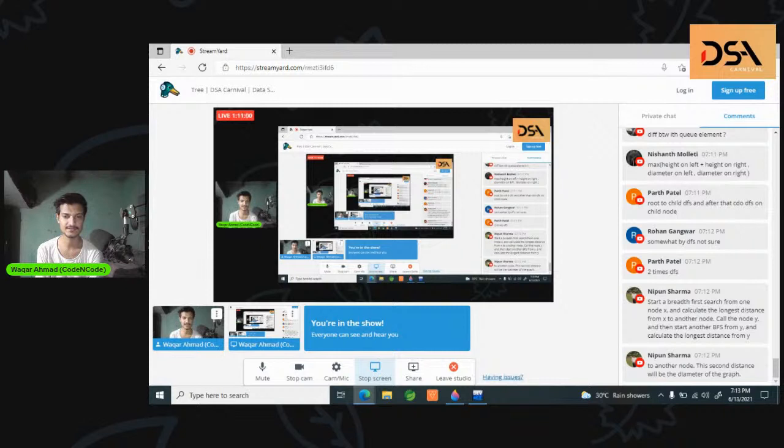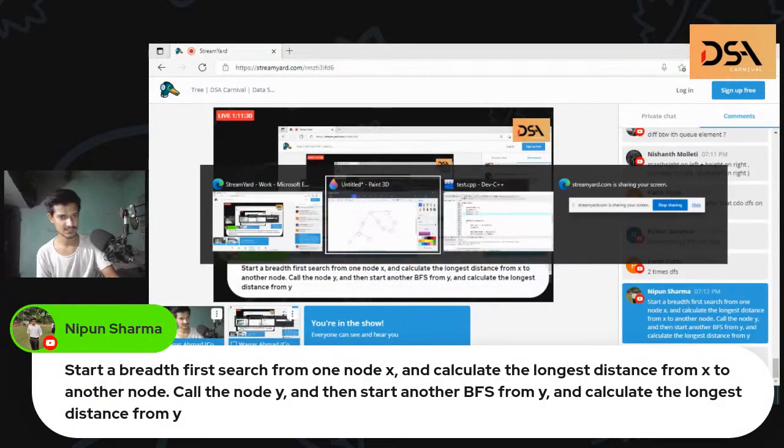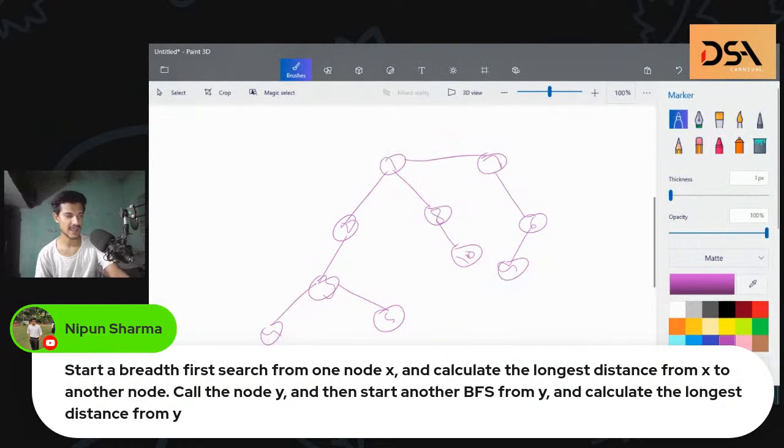Yes, you are absolutely right. In fact, both the methods use DFS. Rohan, you are absolutely right. There are two methods, one using DFS and one using DP, but even DP uses DFS. So in both the algorithms, we are actually using DFS. So two times DFS, correct, Parthiv and Nipun. Okay, and calculate the longest distance from X mark. Yeah, correct, Nipun. Most of the responses that I've got are absolutely correct.